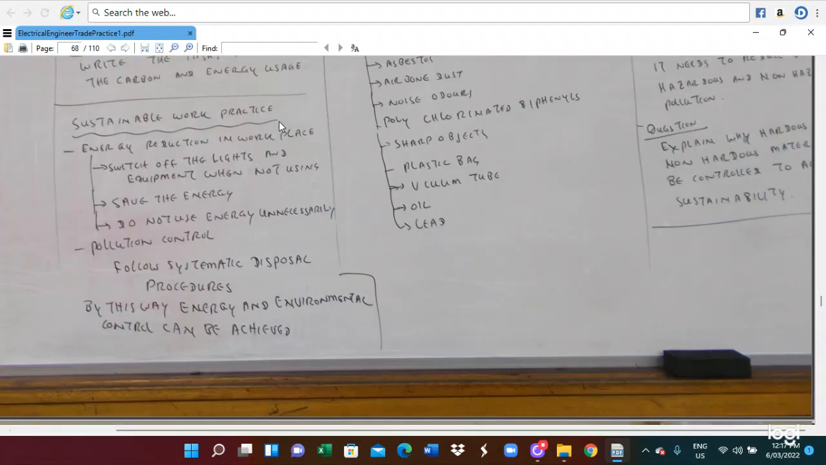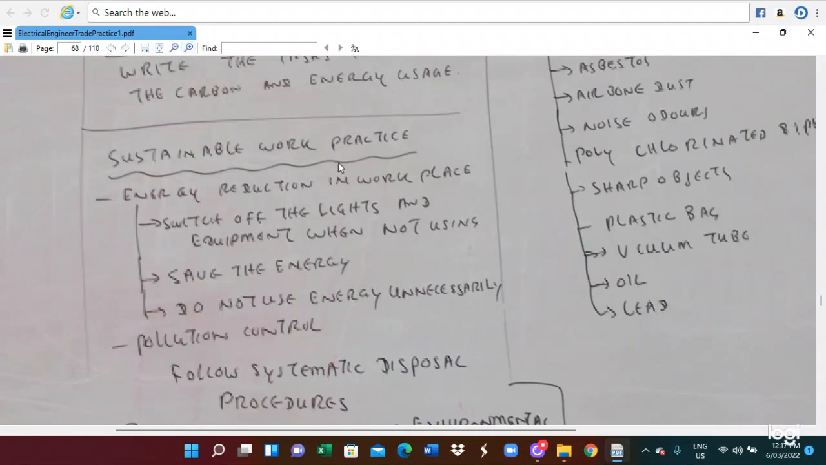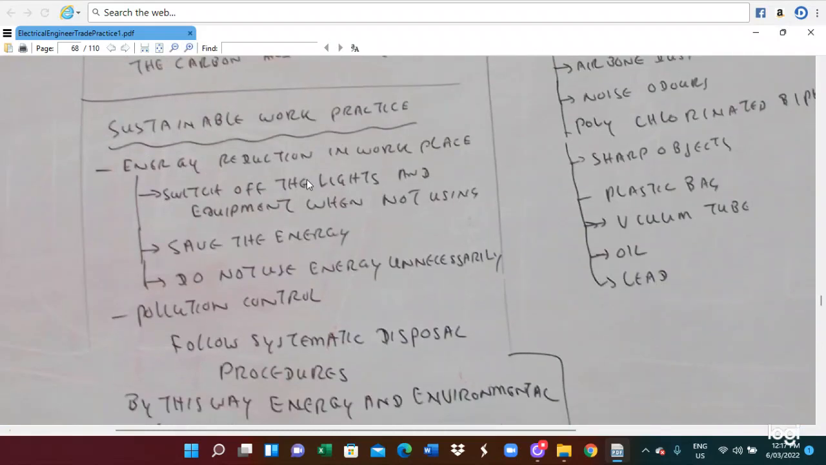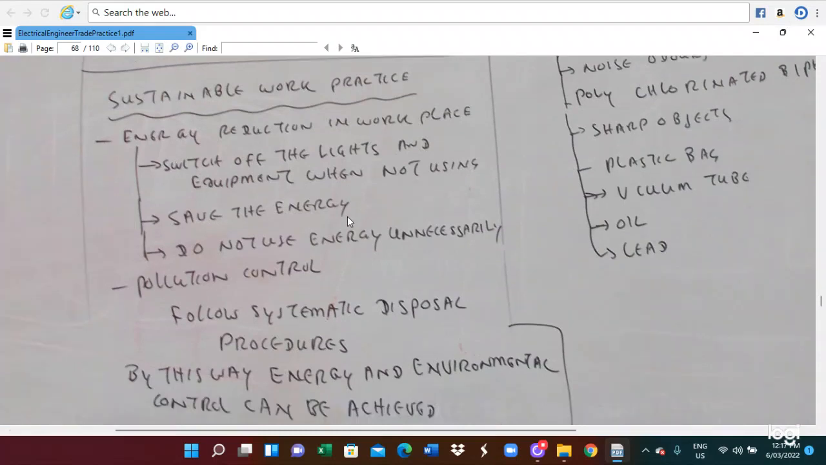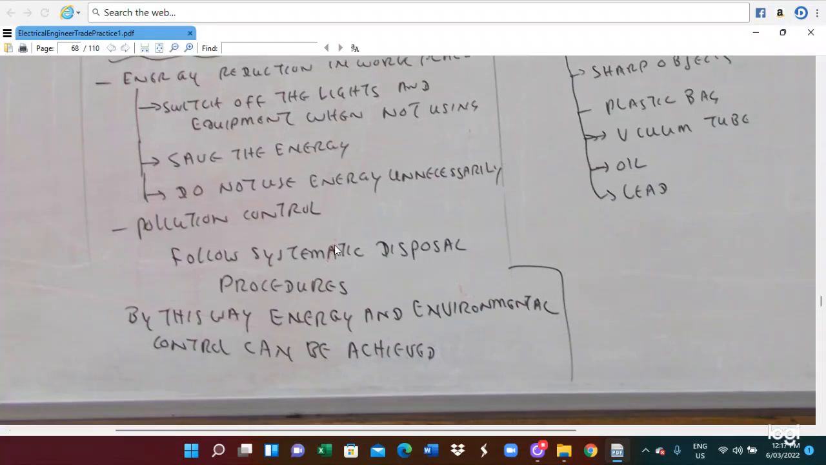We also have to follow sustainable workplace procedures. In this case, energy reduction in the workplace. We have to reduce energy by switching off the lights and equipment when not in use. We have to save energy and not use energy unnecessarily. We have to apply appropriate pollution control procedures and follow appropriate systematic disposal procedures. In this way, energy and environment control can be achieved.